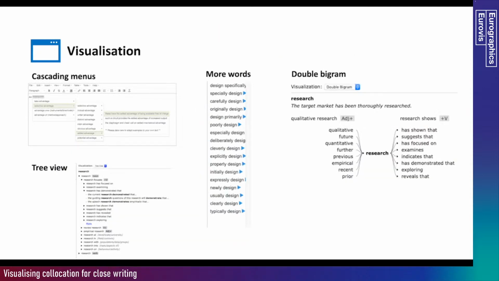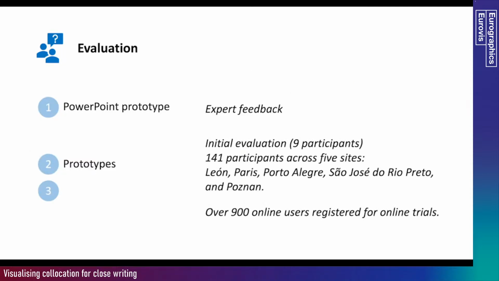We've experimented and created different visualizations: cascading menus, tree view, an additional more words view, and the double bigram set of words. At every stage of the development, we did an evaluation. So we did an evaluation on the PowerPoint prototype and expert feedback, and we've done evaluations on the prototypes, initially with 9 participants, and then moving on to a larger study of 141 over 5 different sites.